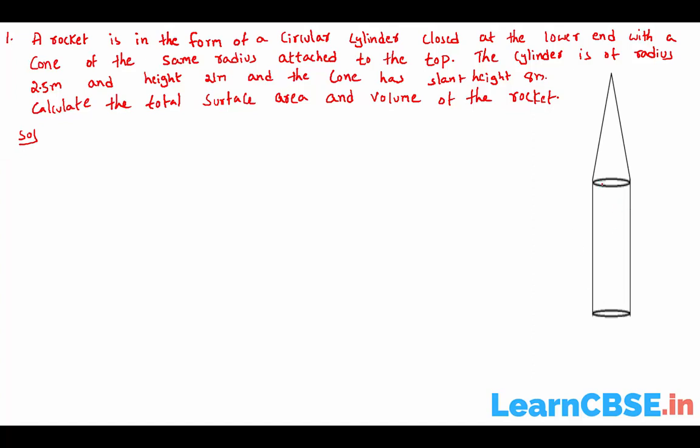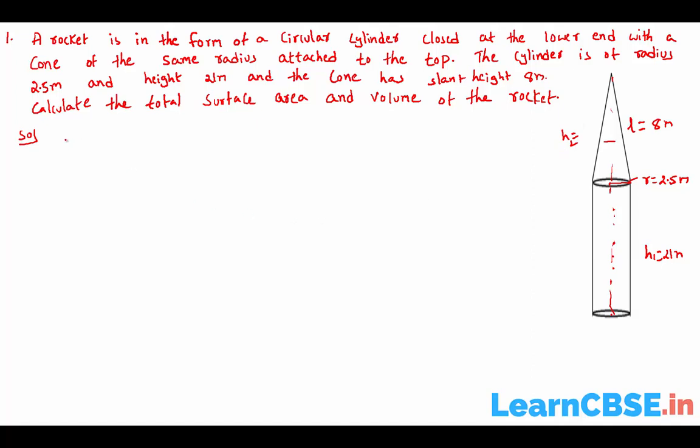The base is a circular cylinder and the top is a cone having the same radius. The radius is r equals 2.5 meters. Then the height of the cylindrical portion h1 equals 21 meters. The slant height of the cone portion L equals 8 meters. Now we have to find h2, that means the height of the conical portion.